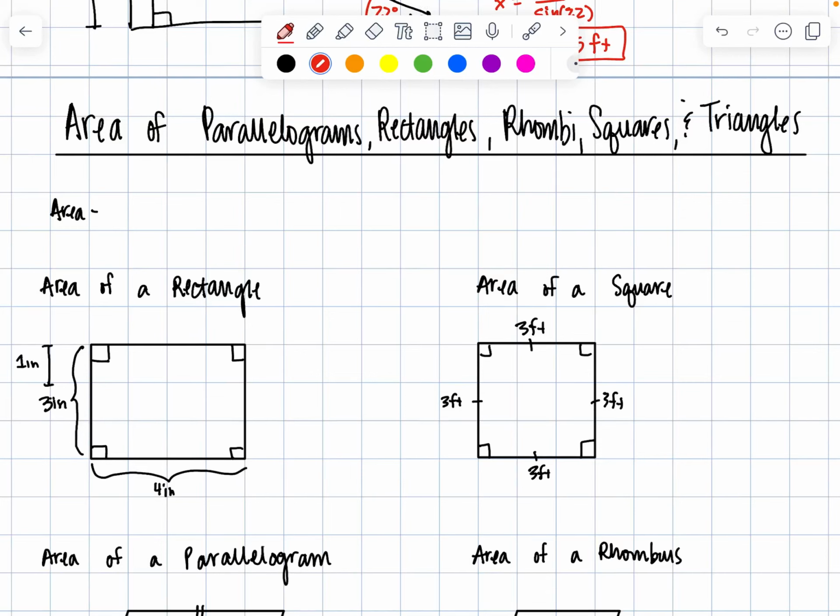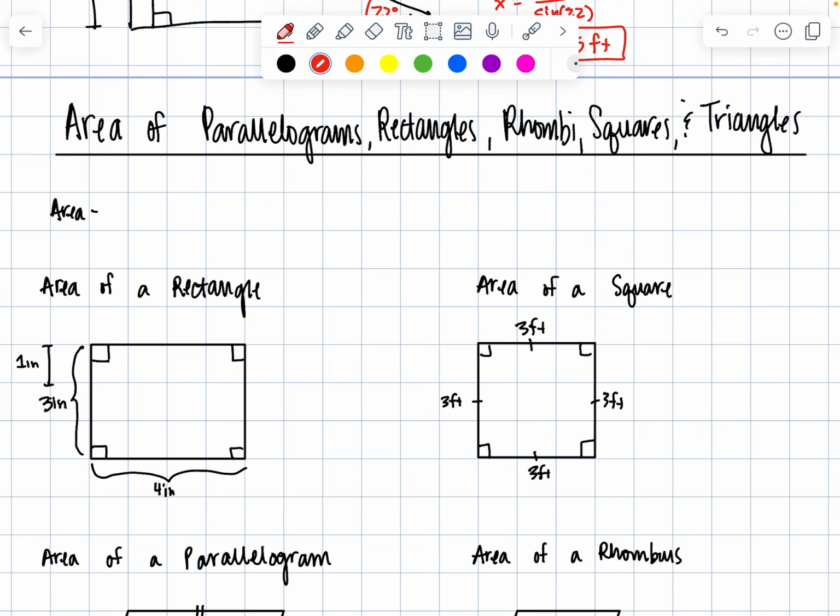Hello and welcome to our new unit on area. In this particular lesson, we're going to cover area of our quadrilaterals, well, some of them, and our triangle. Pretty much all triangles, but we're going to start with parallelograms, rectangles, rhombi, squares.